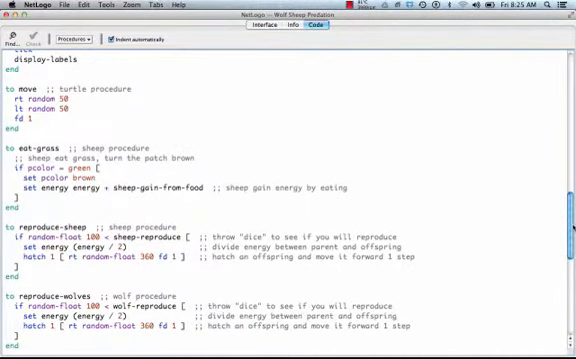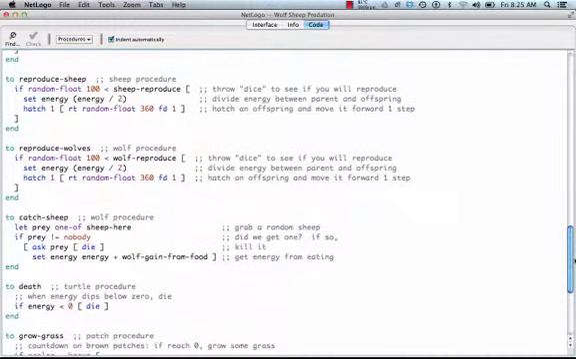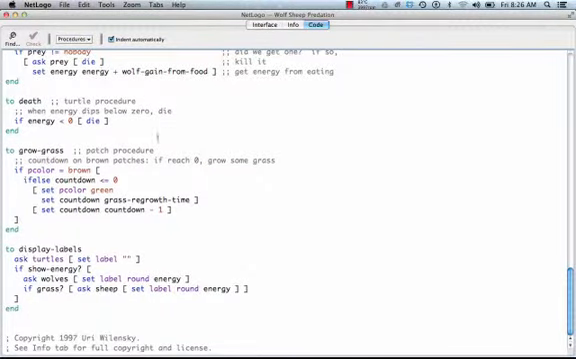Let's go look at the birth and death of the sheep and wolves. Here we have the birth of sheep. Now we're saying if the value of some random number is less than the sheep reproduction rate, then we're going to set the energy to be half of the energy it was. So every time the sheep reproduces, it loses half of its energy. And then we're going to hatch one sheep and move it forward. We're going to do something similar for the wolves. Here we see that if the energy is less than 0, then whatever the turtle is, it dies.